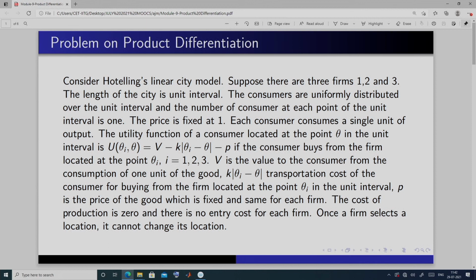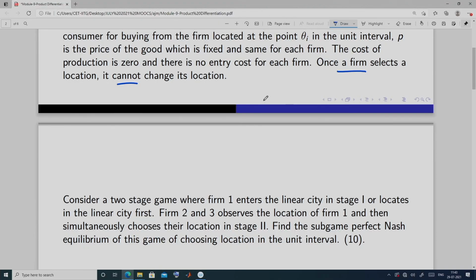The cost of production is 0 and there is no entry cost, because here the firms are also entering sequentially one after another. Once firms select a location, they cannot change it. So, once firm 1 moves first and chooses a location, and then firms 2 and 3 enter, it cannot change its location; it will be there only.